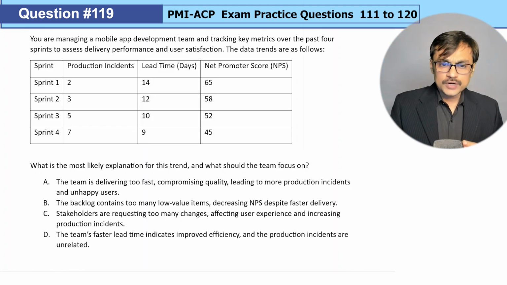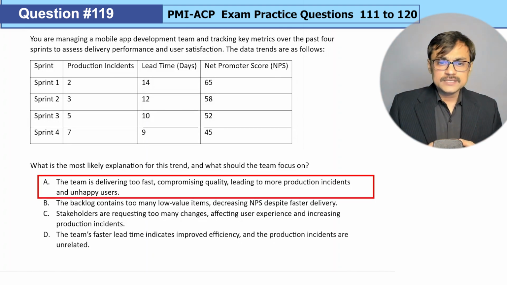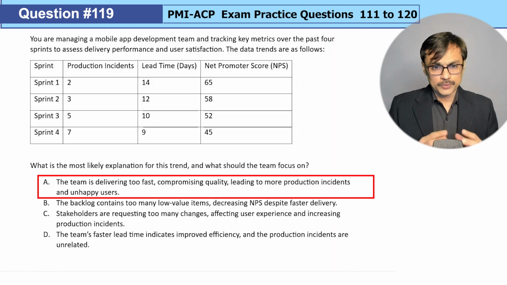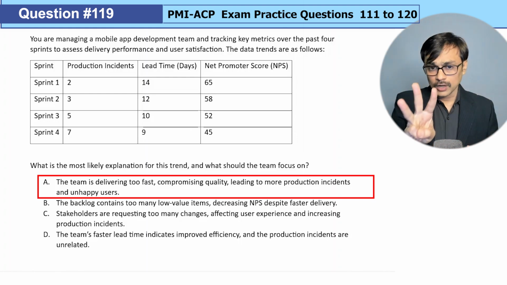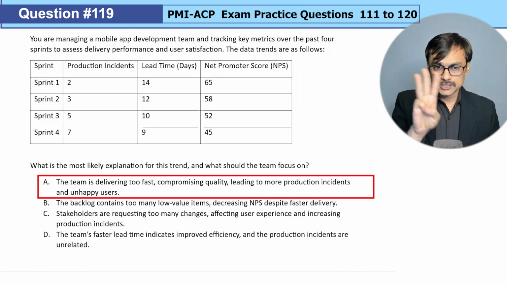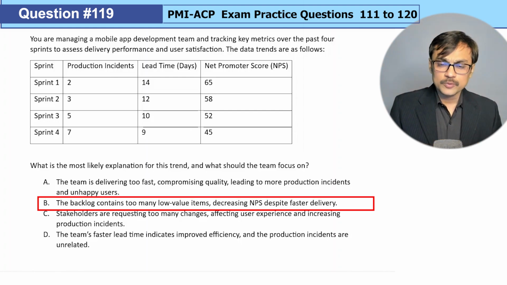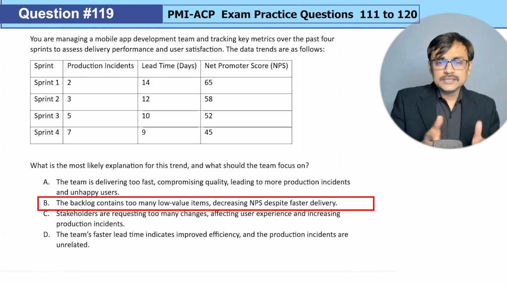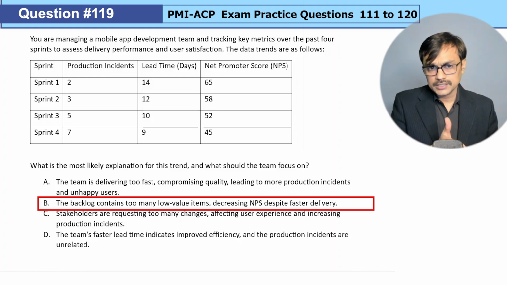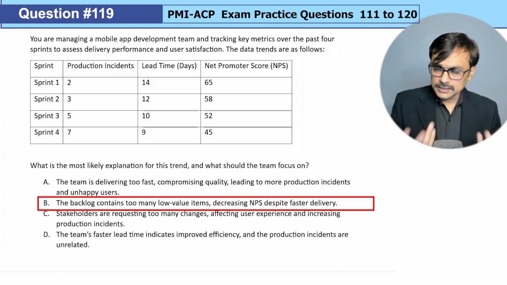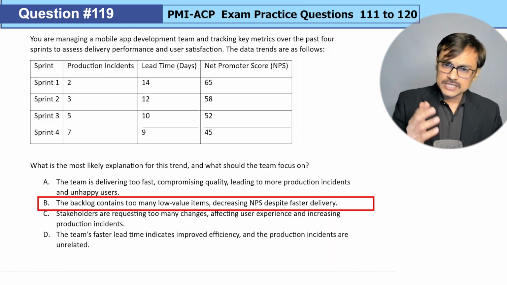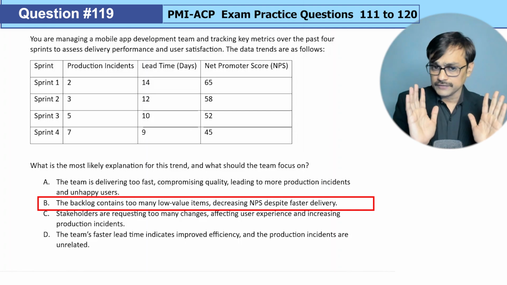Let's see the options. What is the most likely explanation for this trend, and what should the team focus on? Option A, the team is delivering too fast, compromising quality, leading to more production incidents and unhappy users. All 3 metrics are covered in option A. Looks great. Option B, the backlog contains too many low value items, decreasing NPS despite faster delivery. Option B could be true, but it doesn't take care of the production incidents column. It is just adding information that you might be working on low value items, but that information is not given in the question.